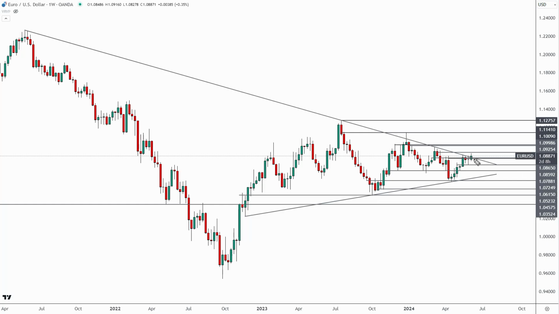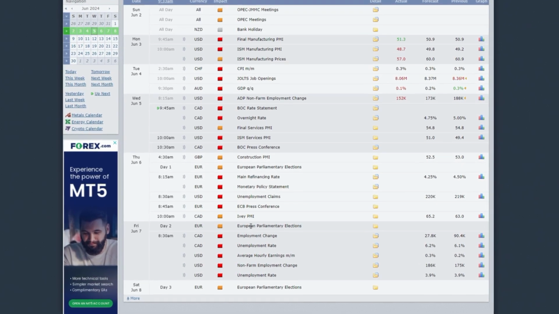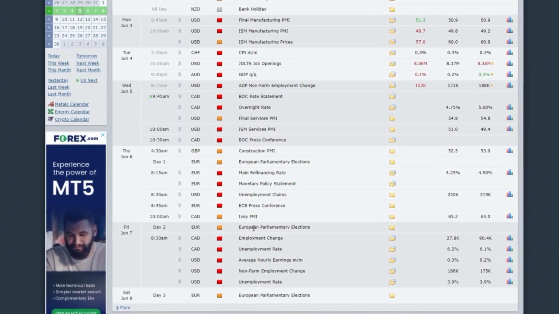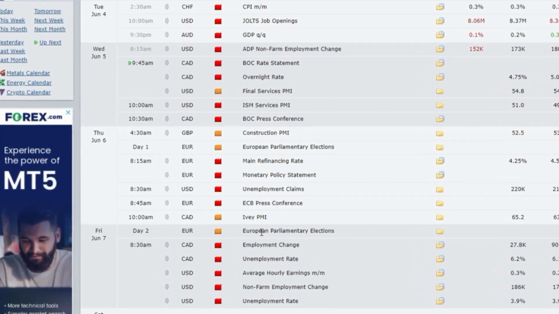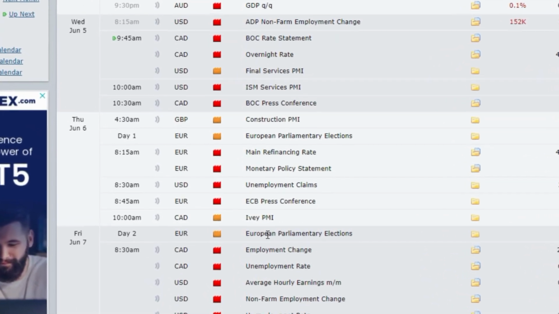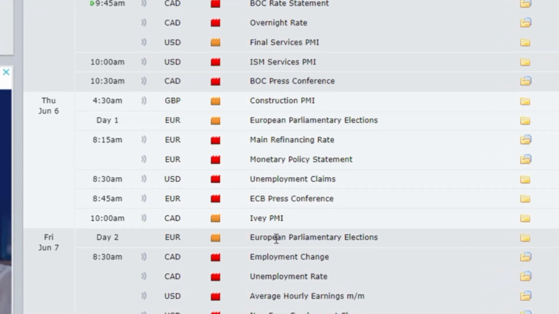How is the Euro USD likely to react to this key area as we approach Thursday's ECB rate decision and statement? I'm going to have all the details in today's video, and we're also going to talk about the DXY, because I think that where the Euro USD is trading right now could give us some big hints as to where the DXY is headed over the coming days and weeks.